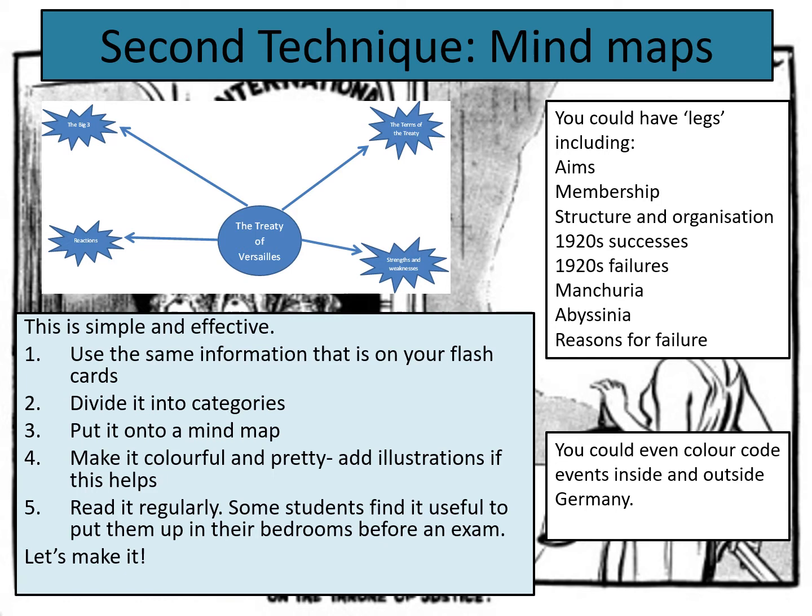Divide it into categories like I've done on the right hand side there. Make it colourful and pretty. Don't spend ages making it pretty, but the nicer it looks, the more likely it is you'll want to look at it again. Add illustrations, pictures if you find that helpful. You could colour code it. It says there for events inside and outside Germany. I don't know what I mean by that. You could just colour code it for different sections of the league. Read it regularly. Some students find it useful to put them up in their bedrooms before an exam. So if you fancy it, let's make that now.